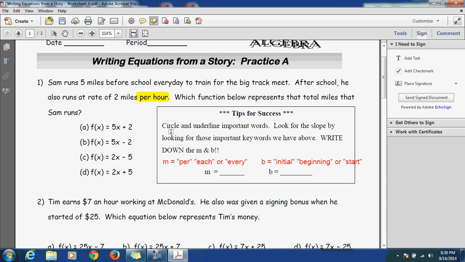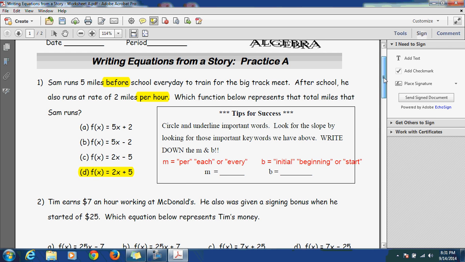When we talk about y equals mx plus b, that's always the number in front of x. So my answer choices are narrowed down to either C or D. When I see the word before, that is like beginning or start or initial. So 5 would be a number that is by itself. So out of these answer choices, C and D are the only ones that really make sense. And of those two, D is the correct answer because we're adding, we're not subtracting.